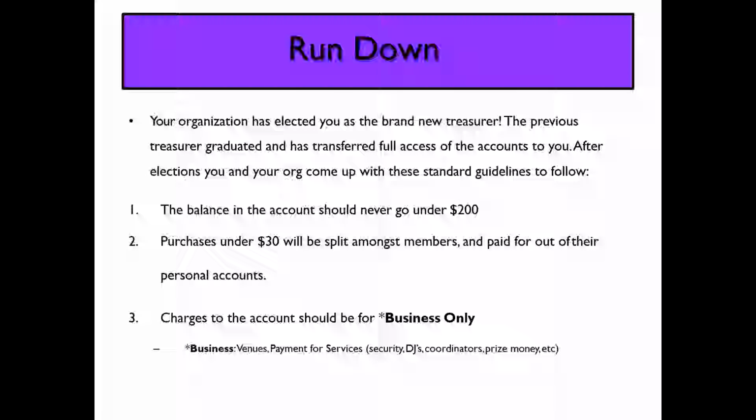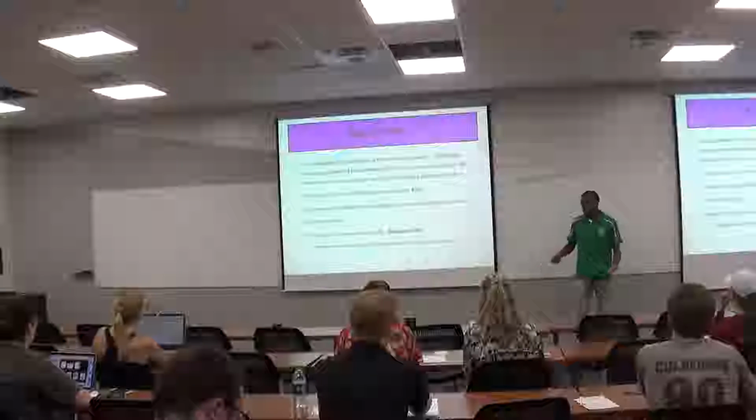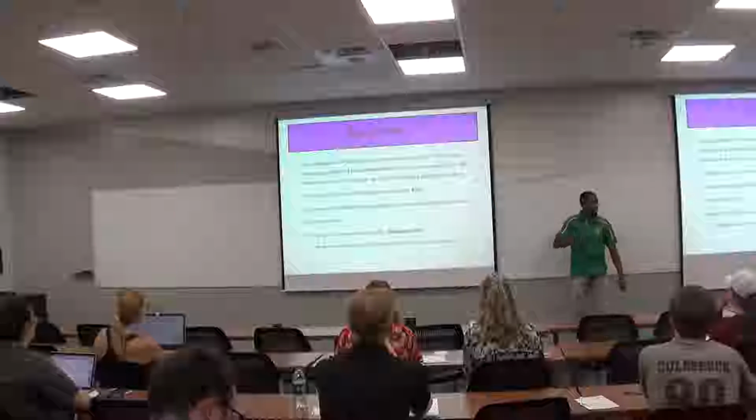This is what your org came up with, and this is only a hypothetical situation for the purposes of this presentation. Number 2, purchases under $30 will be split amongst members and paid for out of their personal accounts. And 3, charges to the accounts should be for business only. I put what business is classified as below. Do you think you can remember that, or do you want me to write it on the board? Y'all got it? All right.